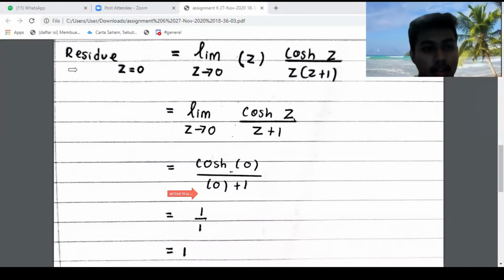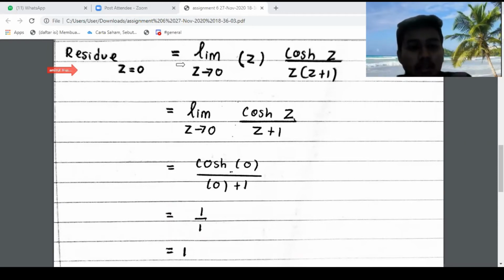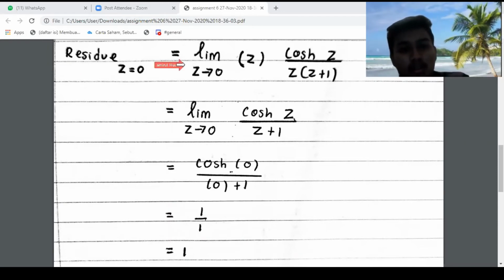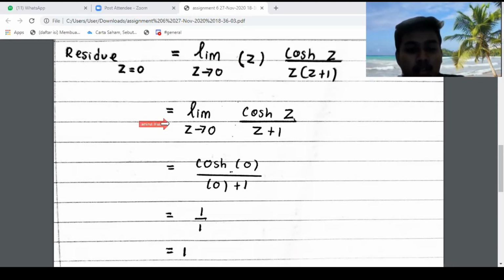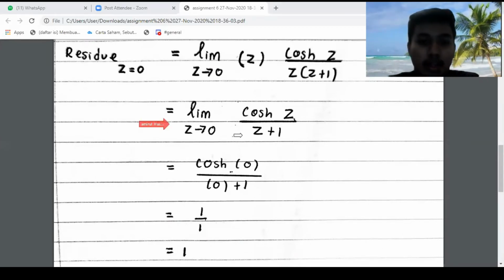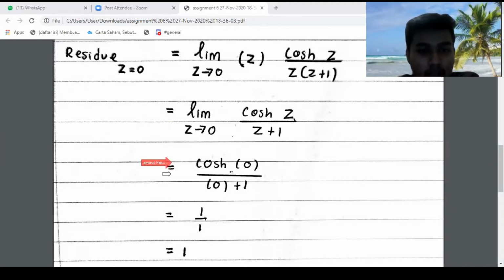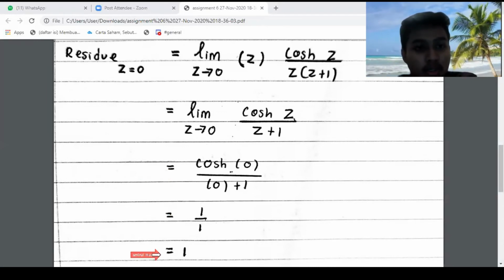Then we need to calculate the residue at z equals 0. Limit z approaching 0 of z in bracket, cos z over z in bracket z plus 1. So this z and this z we can cancel. So we get limit z approaching 0 of cos z over z plus 1. And we just substitute the value of z with 0 and we get 1 over 1, which is 1. So the residue at z equals 0 is 1.